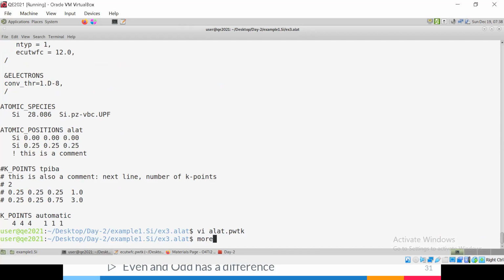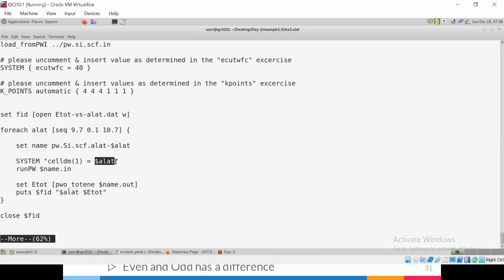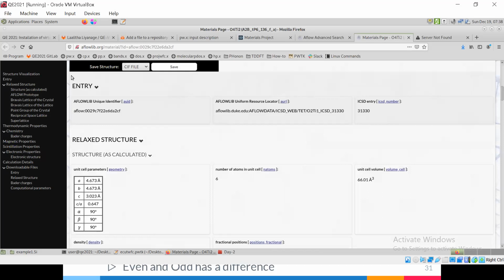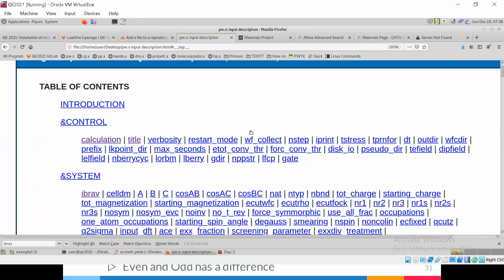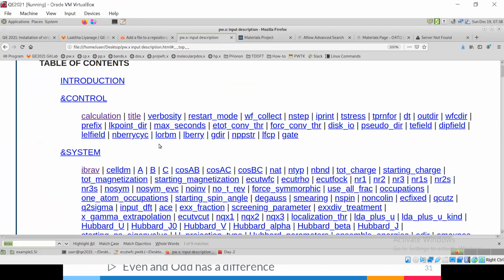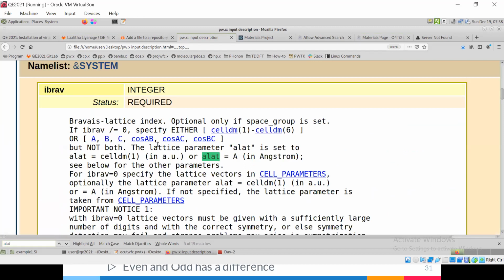Now, what this does is, this is going to insert the ALAT parameter, which is the parameter, if you look at ALAT, that's the parameter where we specify the length of the side of the box. So we optimize the side of the box for this particular case. So ALAT, if you want to find that, just do ALAT. Yeah, ALAT gives it in angstroms or in cell dimensions.